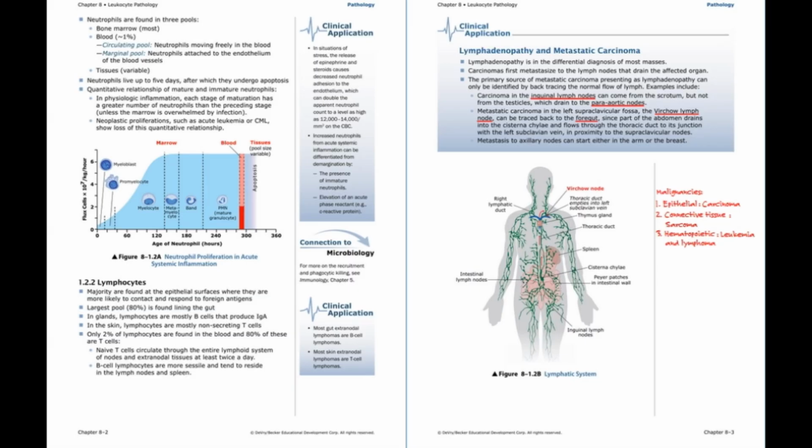Another common spot for cancer to present as a mass is in the axilla. The presence of an axillary mass must include the possibility of metastatic carcinoma. And remember, that carcinoma can arise either in the arm or in the breast. So figure 8-1.2b is just a basic way of putting this idea of lymphatic drainage in one's clinical mind.